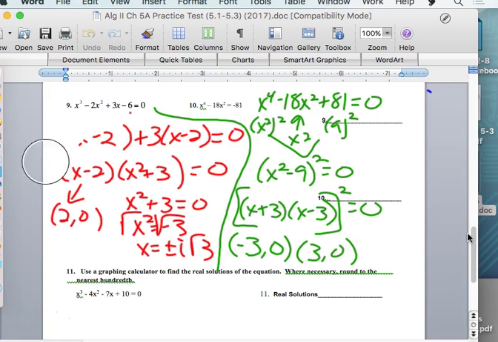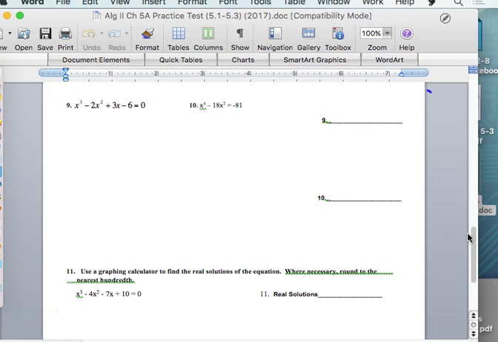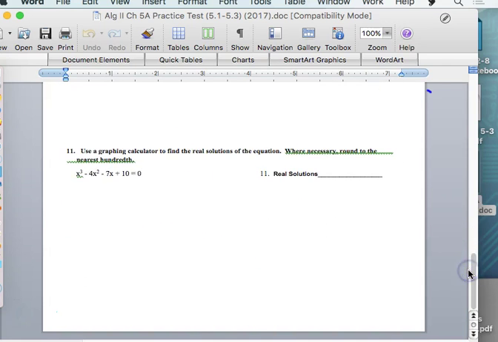Alrighty, looks like we've got a graphing calculator problem coming up here, because it says use a graphing calculator to find the real zeros of the equation. When necessary, round to the nearest hundredth. So my question would be, is this set to go into the calculator? This has a 0, so we have to have the 0 before we can plug it in. In the calculator, we need x to the third minus 4x squared minus 7x plus 10. Zoom 6 and hope for the best.